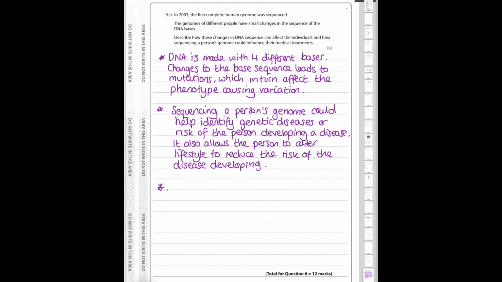And then lastly, we need to think about the impact on medical treatment. So when we're looking at sequencing a person's genome, then we could understand whether a particular person would be responsive to a particular disease, and then we could try and look at providing tailor-made medical treatments to that particular person to ensure that the medication is more effective. We would also have a better understanding of preventative medicines for a particular person.